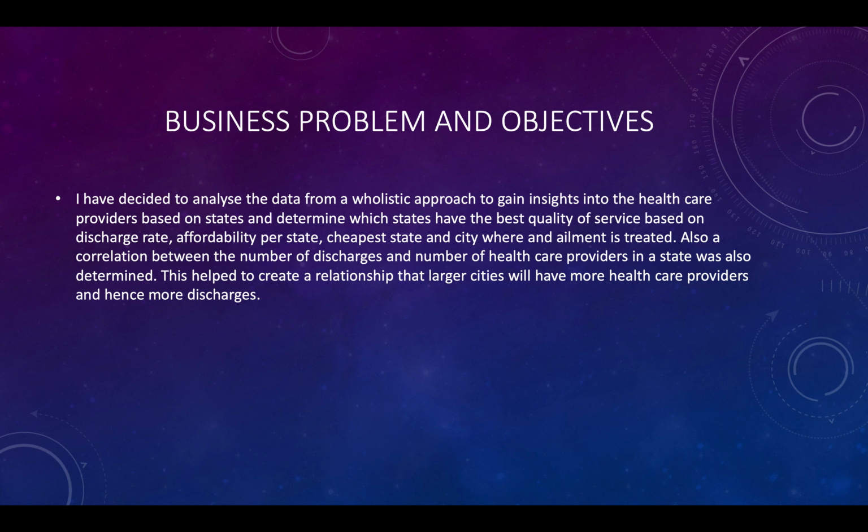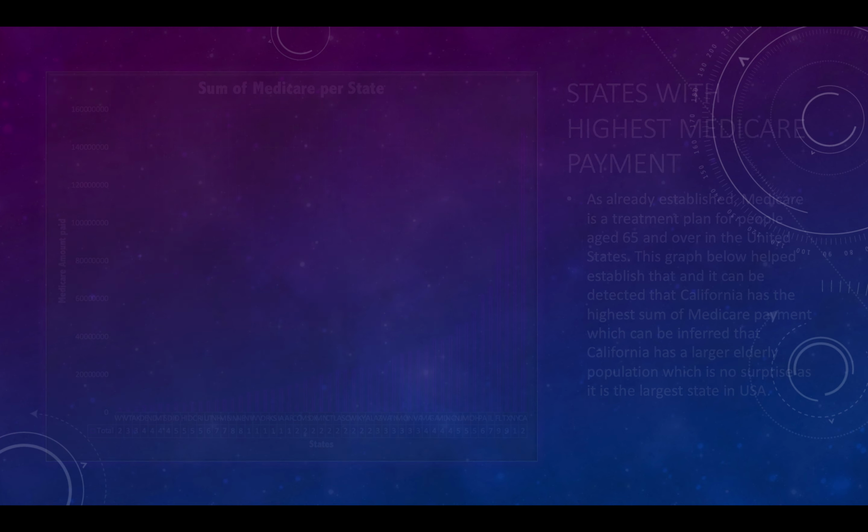And also at the same time, I focused on looking at Medicare, because if you understand what the Medicare plan is in the United States, it's for people age 65 and above. And basically, if a state has a higher Medicare cover cost, that just indicates that that state has a higher elderly population. And during the course of this project, we'll be able to see which state that was.